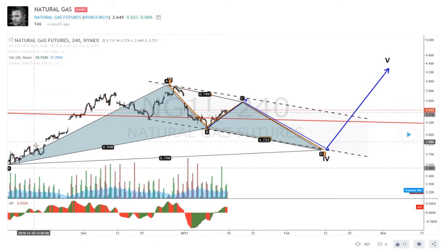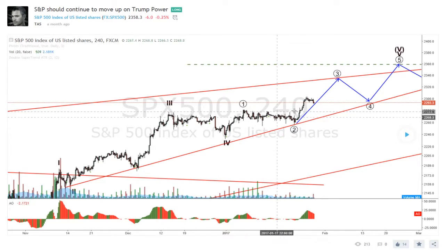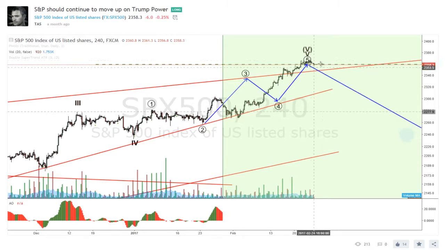Another one, natural gas. This is an uptrend. I thought the price would go down here and then I would look for a long move, and it's what it did. It didn't go to the C point, but it did reverse, and now as you see, we're starting to move up. S&P, I thought it would go up here. It didn't do exactly this move, but it did go to my area there.